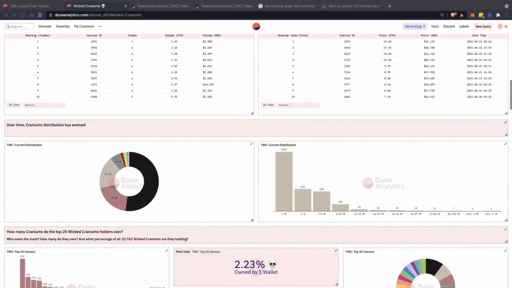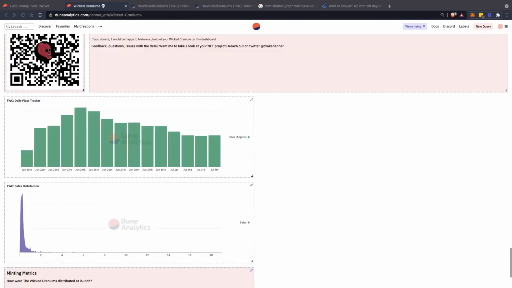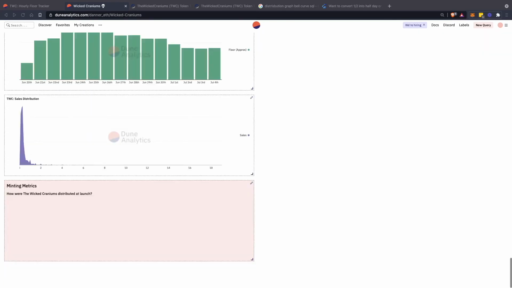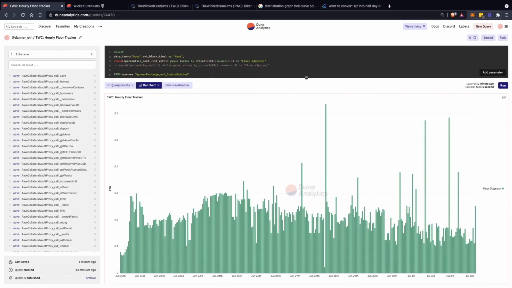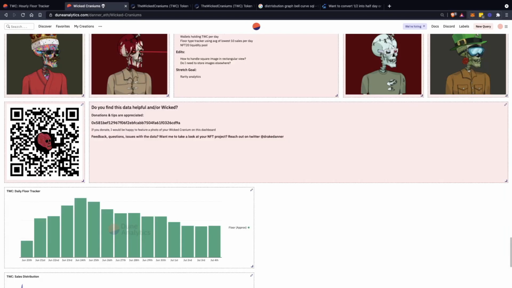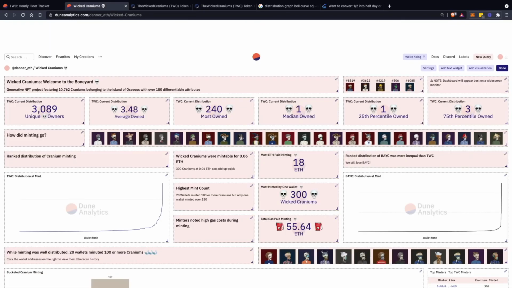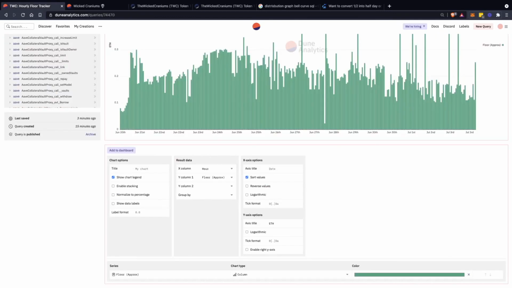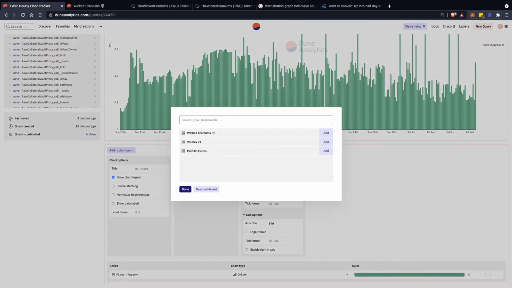For now, we got what we wanted done. We got kind of this floor tracker on a daily basis, as well as the sales distribution. We'll throw the hourly on there as well. You know, obviously things are just getting added here without the proper dashboard design, so that'll be kind of the next step that we need to handle.